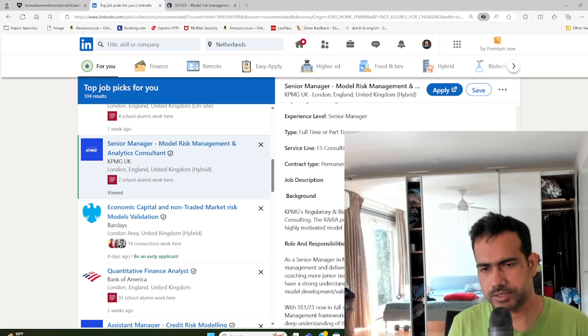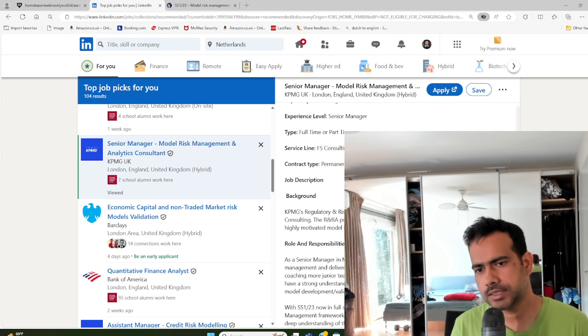they always start with a bit of background about KPMG as a company. KPMG is a Big Four consulting firm. It's one of the leading consulting firms in the world. They're more into audit, but they do have advisory departments, and this comes under their advisory department. And each Big Four consulting firm, whether it's EY, Deloitte, or PwC, has a risk advisory department, and they do consulting in the risk modeling area.